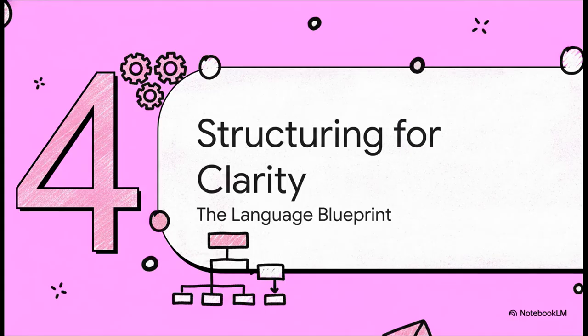So we have our ingredients, right? Things like discipline and cost type. But how do you put them together so they make sense? Well, let's jump to Section 4 and look at how we structure this for clarity. The blueprint for our common language.